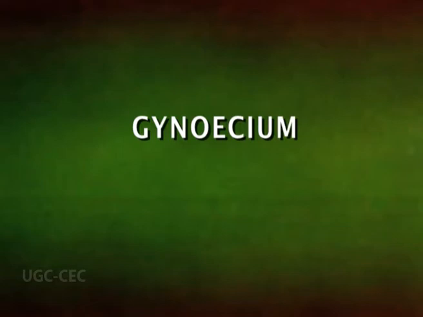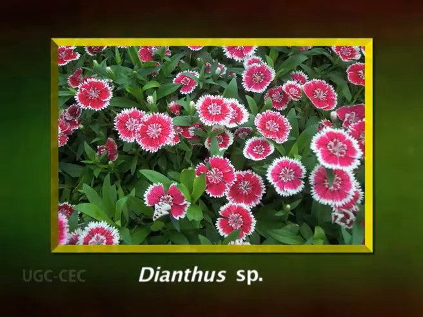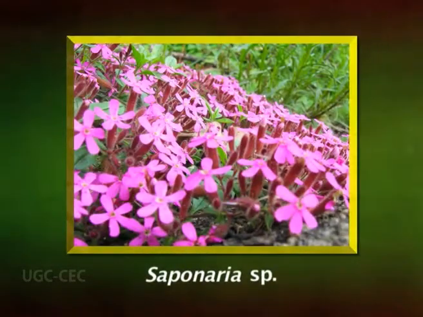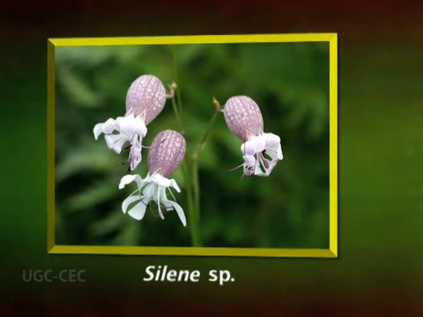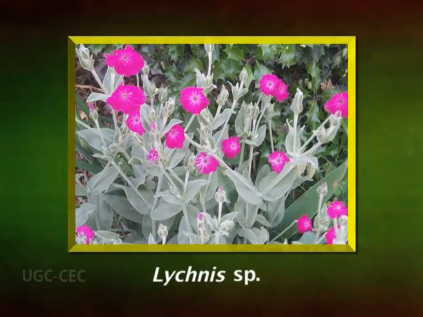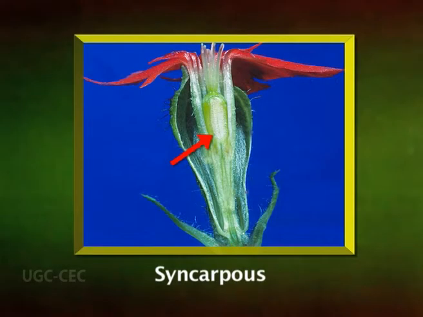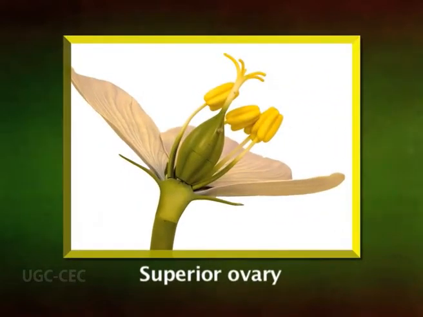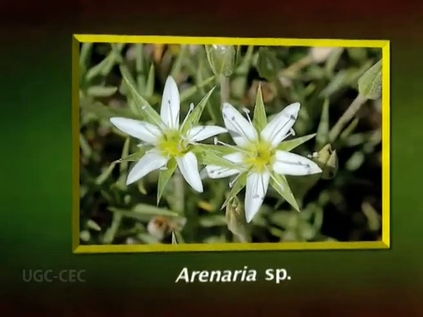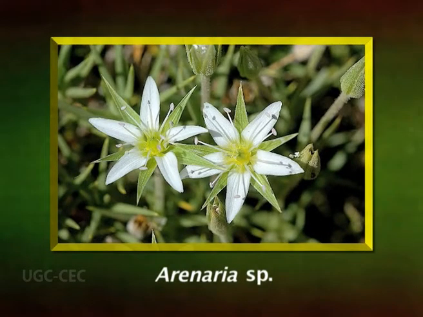Gynoecium in Caryophyllaceae comprises usually 2 carpels, as we can see in Dianthus and Saponaria, or they are 3 in number, as in Silene, or 5 as in Lychnis. Very rarely the carpels are less in number. The carpels are usually united or syncarpous. The ovary is usually superior but is also slightly inferior as in Arenaria. It's unilocular or imperfectly 3 to 5 celled.